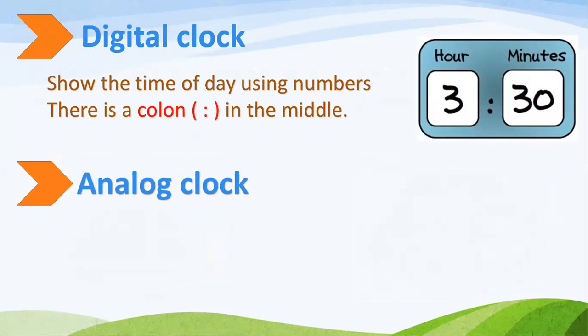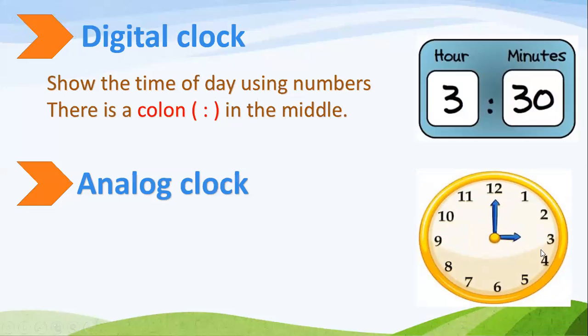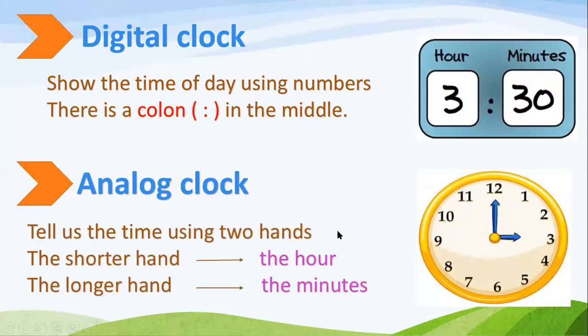The analog clock. What is the analog clock? It is like the clock we all have. It consists of 12 numbers, numbered from 1 to 12: 1, 2, 3, 4, 5, till we reach 12. The analog clock has two arms, or two hands. One short hand and one long hand. The short hand is the hour hand, while the long hand is the minute hand.